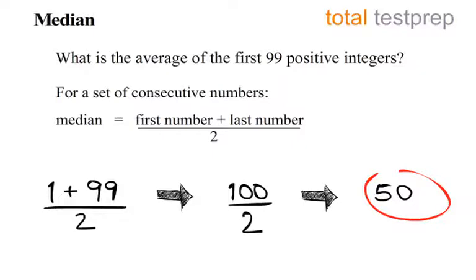So there's two ways of finding the median when you have a set of consecutive numbers. You can either do it visually like we did in the previous example, or you can do it by this formula where you add the first and the last and divide by 2 to get the median. By getting the median, we also get the average because it's a set of consecutive numbers.